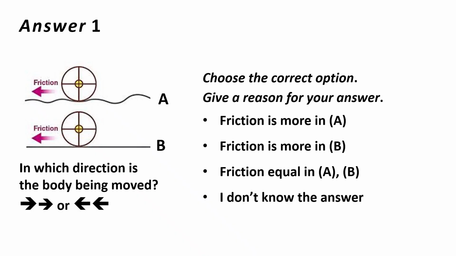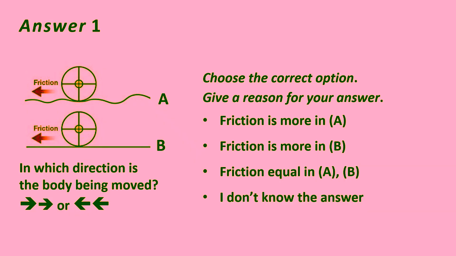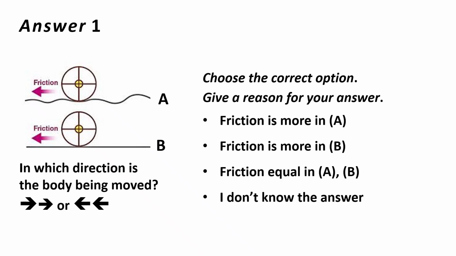First, we were asked to put the arrow. In which direction is the body being moved? Movement is always opposite to friction. You can see the friction is in the leftward direction. So the motion should be in the right direction, rightward. Why? Because it should be opposite to the friction. Motion is always opposite to friction. So the arrow should have been in this direction. If you put the arrow in this direction, it's okay.